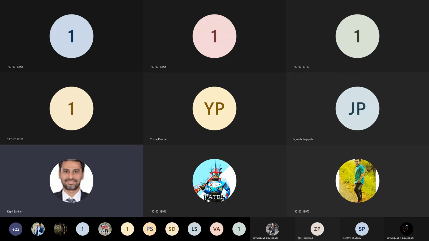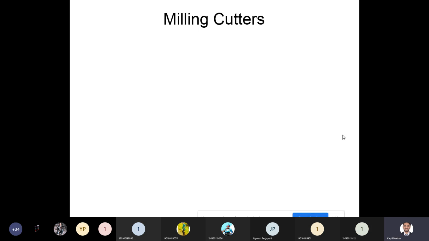in the different parts of milling machines and associated movement of table, saddle, and knee. Okay, now switch over our topic from that parts and movement from the milling machine to the milling cutters.